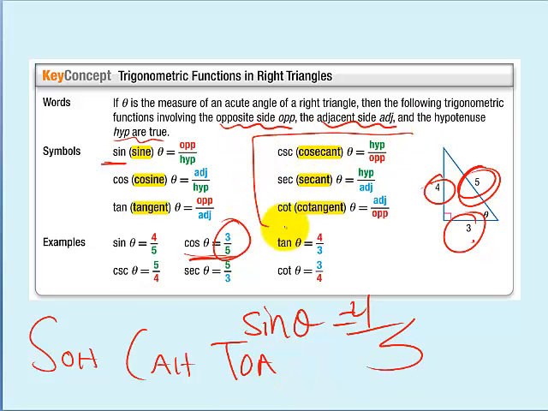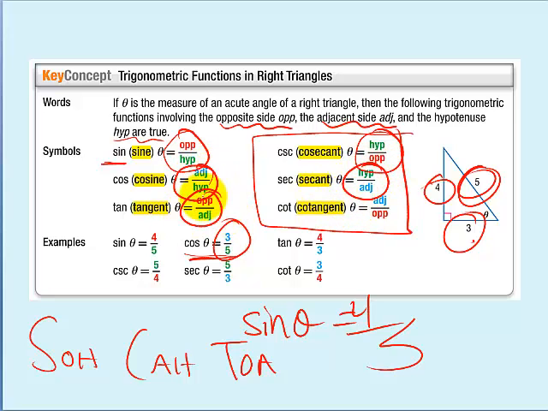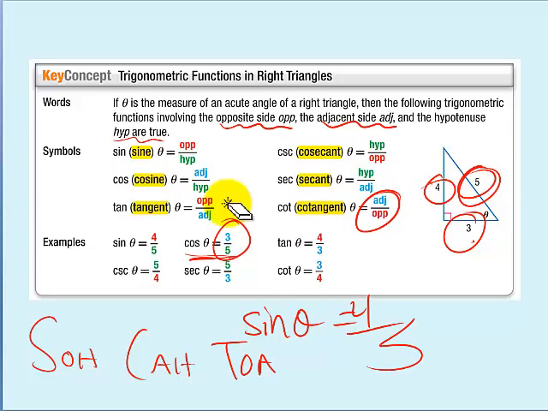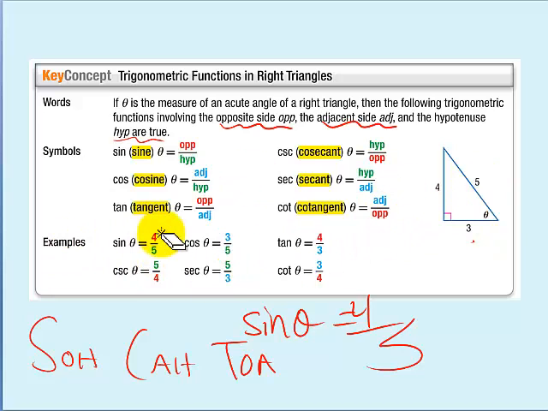Now the other 3 may not be familiar: cosecant, secant, and cotangent. These are the reciprocals of sine, cosine, and tangent. So as you can see, here we have opposite over hypotenuse, the reciprocal, hypotenuse over opposite. Adjacent over hypotenuse, hypotenuse over adjacent. Opposite over adjacent, adjacent over opposite. So as long as you know the first 3, you should be good with setting up the reciprocals.